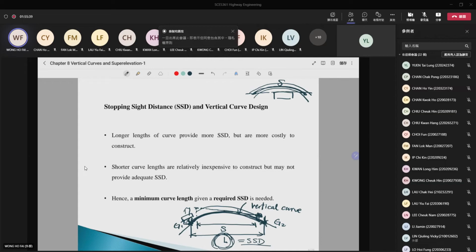If the length of the vertical curve cannot provide enough length, then your vehicle will hit something ahead, because you do not have enough time to stop your vehicle. The length is too short, okay? So that's why we need to calculate the minimum curve length, okay, to give a required SSD.